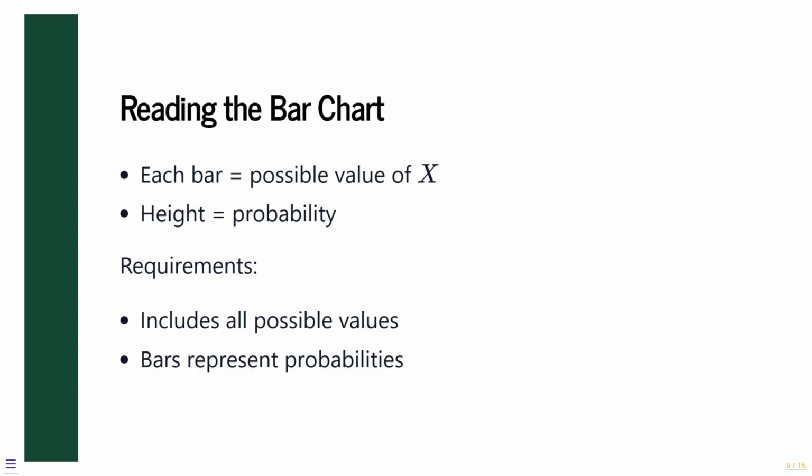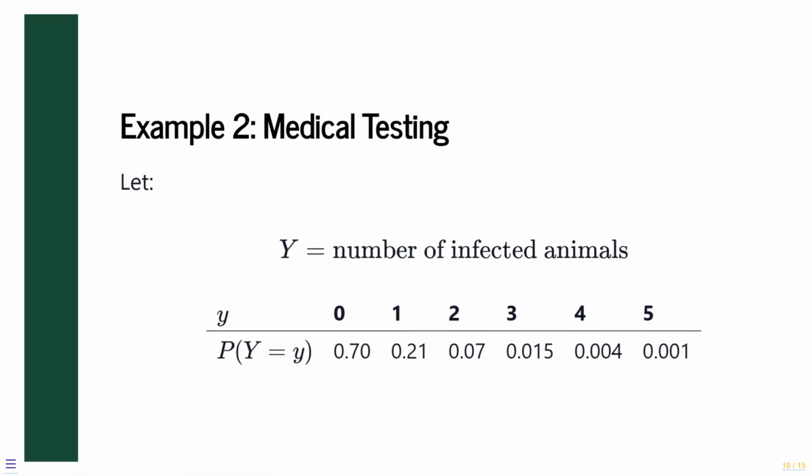Now let's look at example 2 involving medical testing. Here, the random variable Y represents the number of infected animals in a sample of 5. The table lists probabilities for values from 0 through 5. This example shows a distribution with more possible outcomes than the previous one, but the same principles apply. Each outcome has a probability, and all probabilities together describe the behavior of the process.